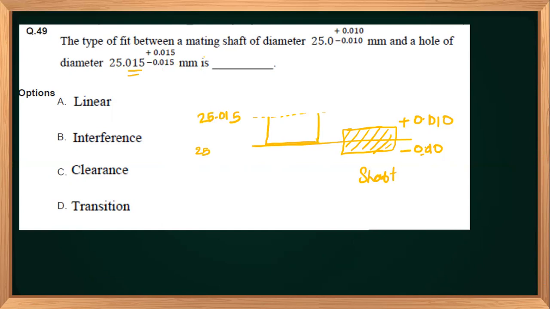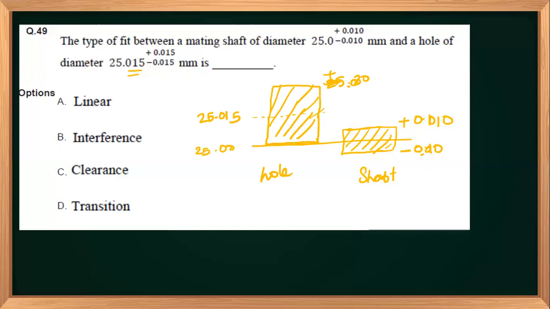And how much towards the top? It will also be 0.05. So this will be my hole. So this will be 25.00, and this will be 25 point how much? 30, or we can say plus 0.030 here. Now this we know. With this we will understand what kind of fit it is, right?